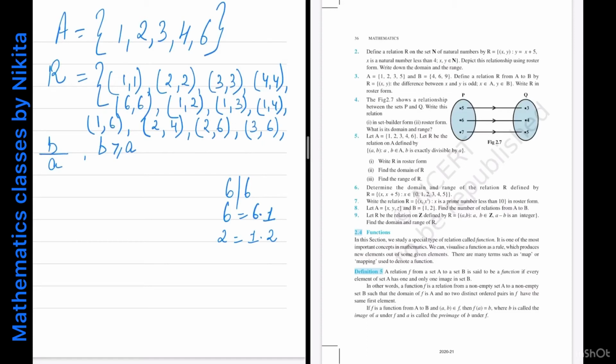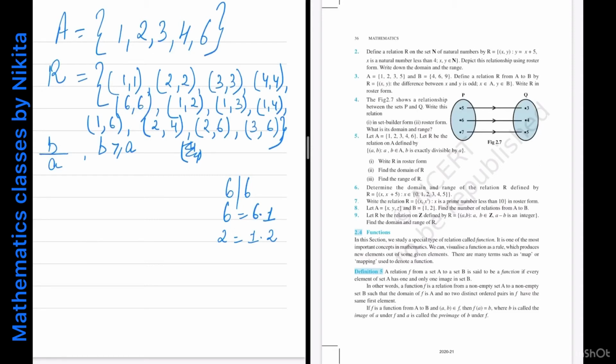Now next, let's take a as 4. Then b can be 6? No, because 6 is not divisible by 4 exactly. So therefore we will not write this. And if I take a is equal to 6, then I don't have any other b, because 6 comma 6 is already written. So therefore I close this relation here. So this is my relation R.